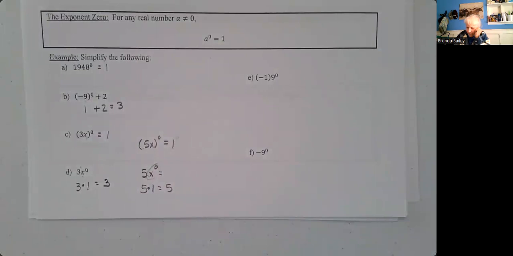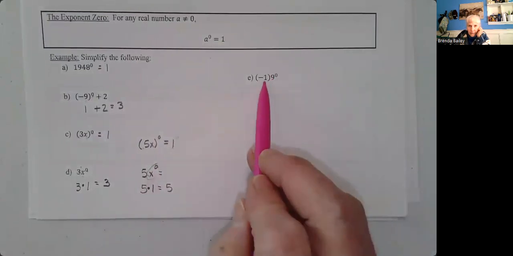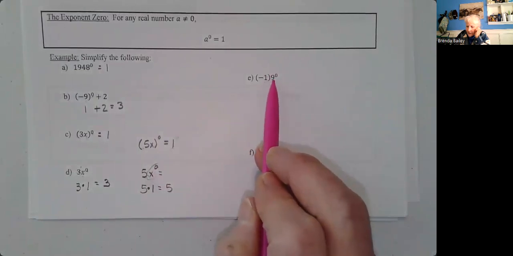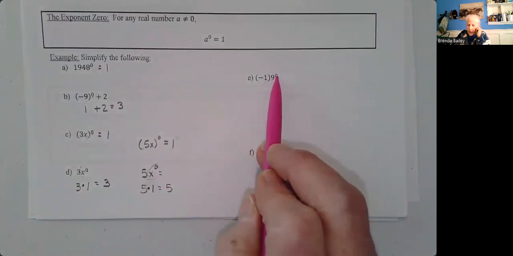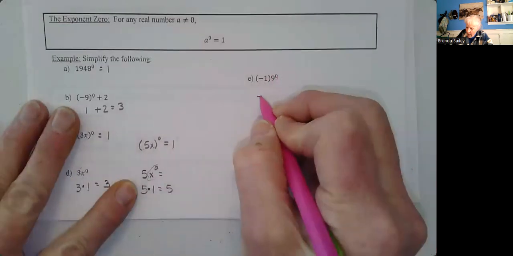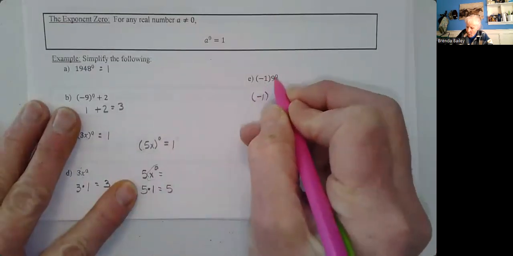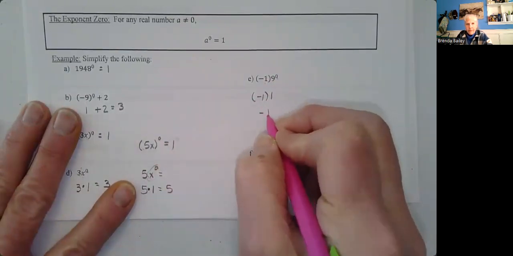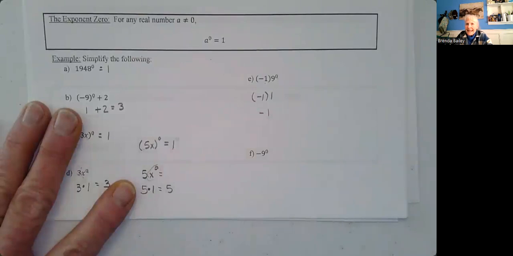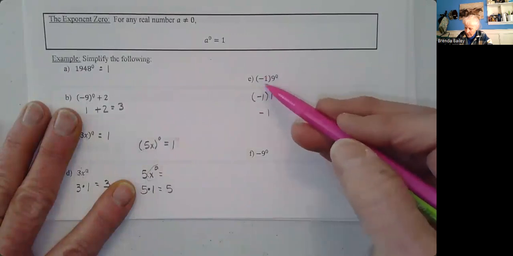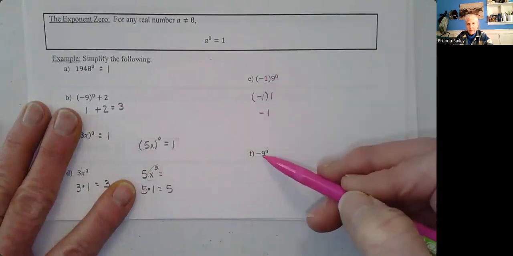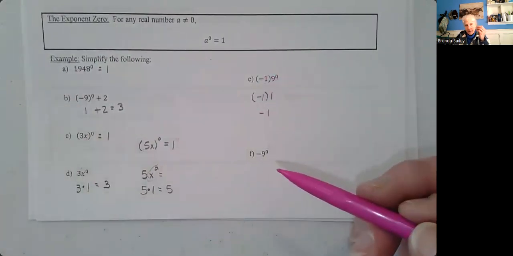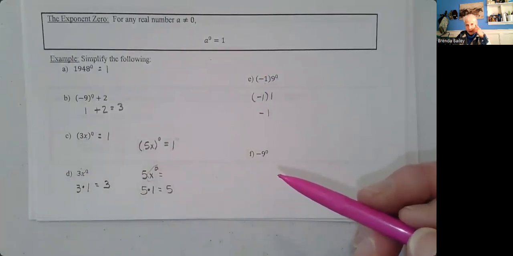Okay, let's look at E. We have -1 times 9 to the 0 power. This means -1 times 1. -1 times 1 is a -1. Another way of writing E is without this -1 in the parentheses, is this right here. So E and F mean the same thing.